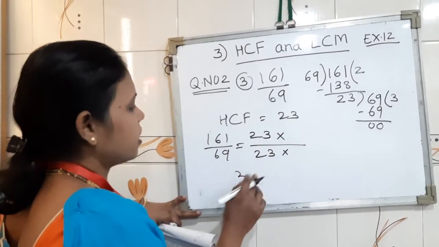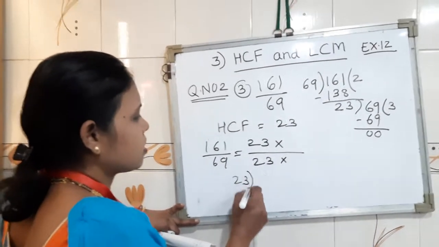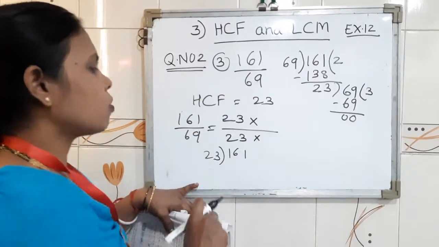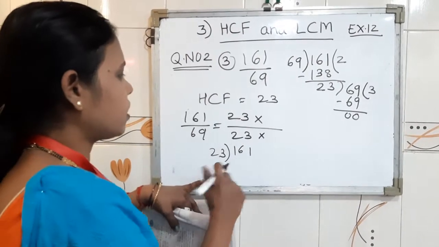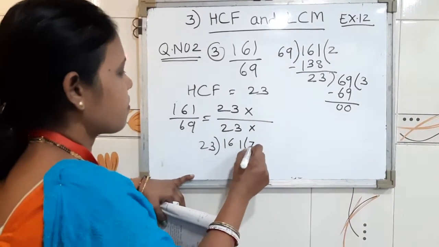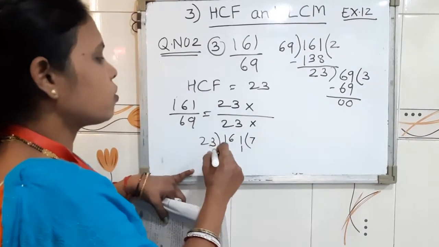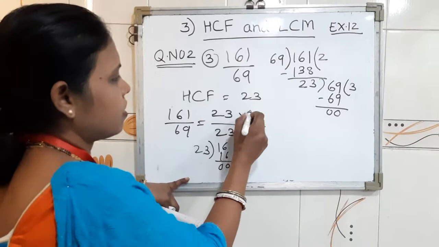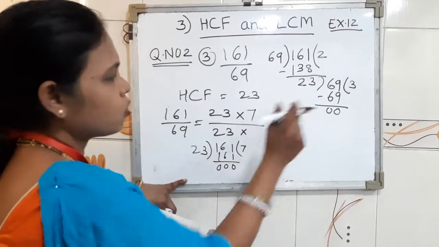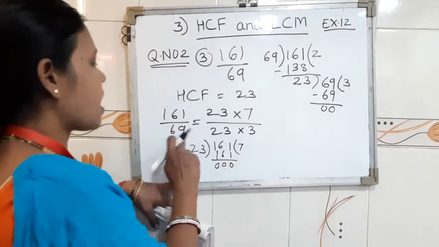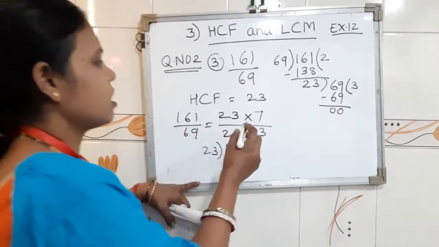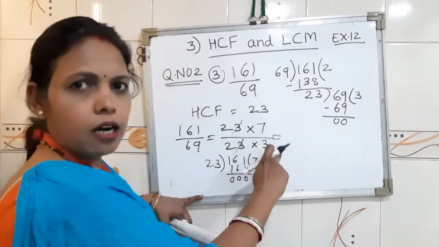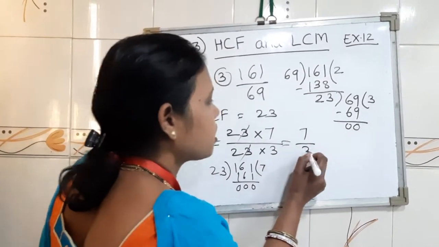23 into 161. How many times it will go? 7 3 ja 21. 7 3 ja 21. 7 2 ja 14 plus 2 16. 7. For 69, as we know, 23 into 3 ja 23 3 ja 69. Here 23 will cancel and remaining terms are 7 upon 3.